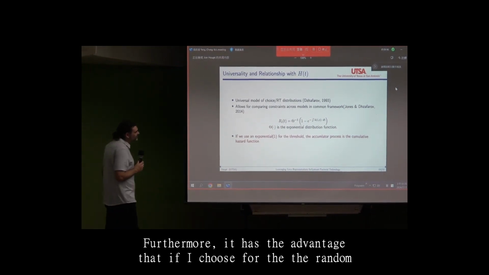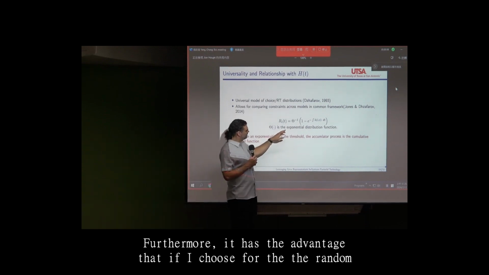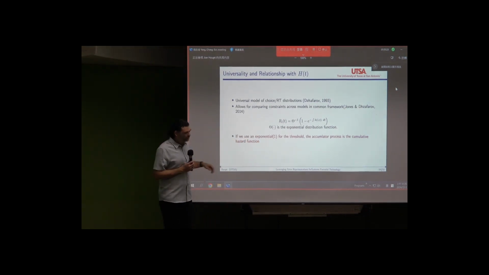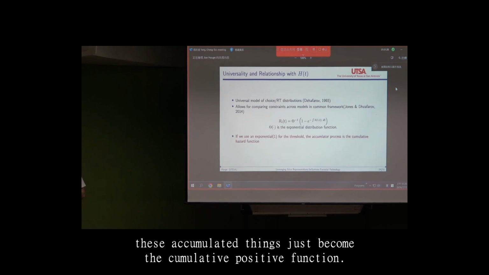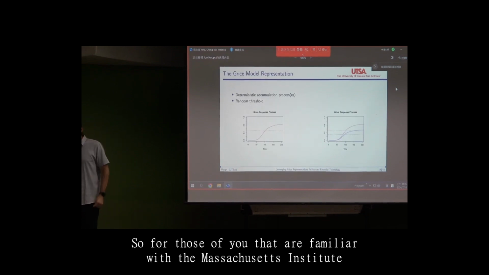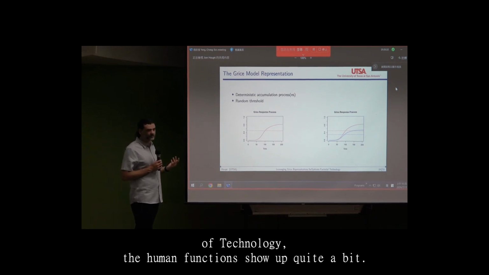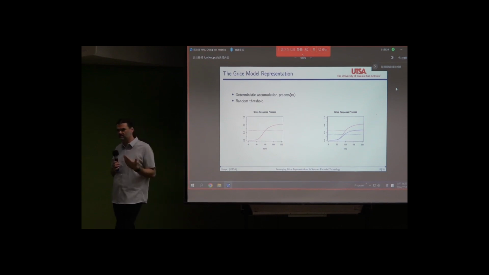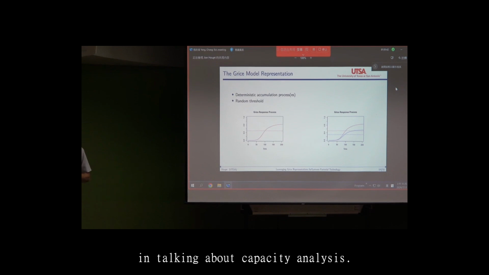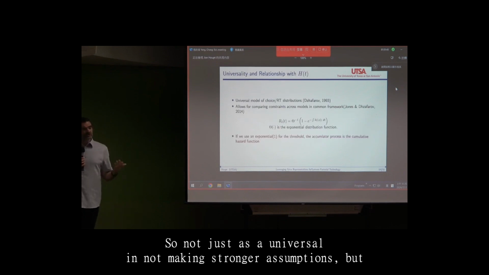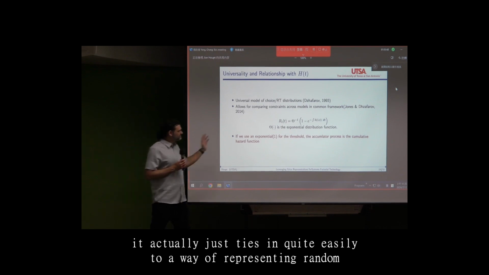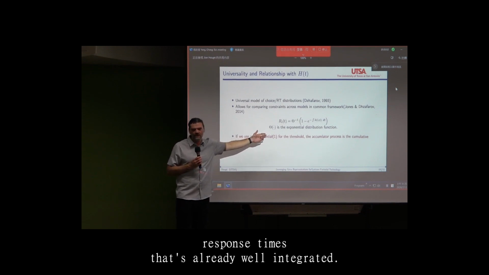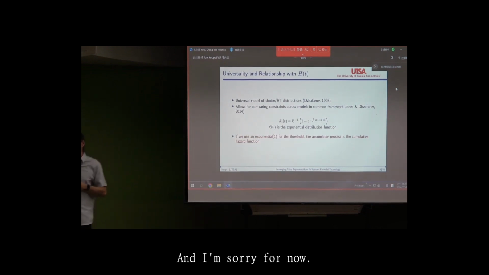Furthermore, it has the advantage that if I choose for the random threshold process an exponential random variable with rate parameter 1, then these accumulators just become the cumulative hazard function. For those of you that are familiar with the math of systems factorial technology, the cumulative hazard functions show up quite a bit, and Jim again introduced them yesterday in talking about capacity analyses. So not just is it universal and not making stronger assumptions, but it actually ties in quite neatly to a way of representing random response times that's already well integrated into systems factorial technology.